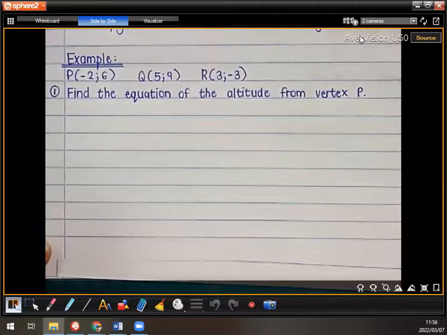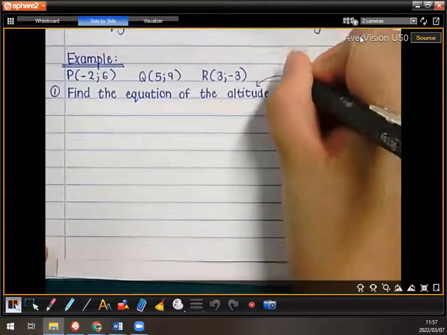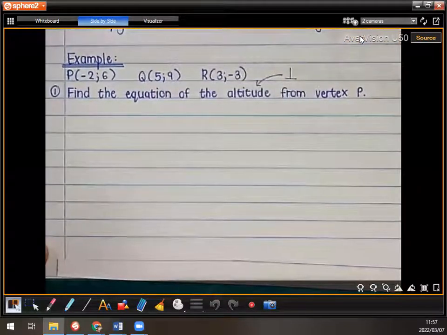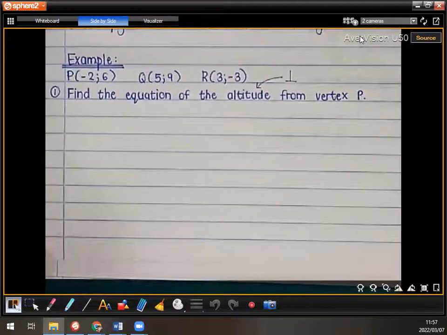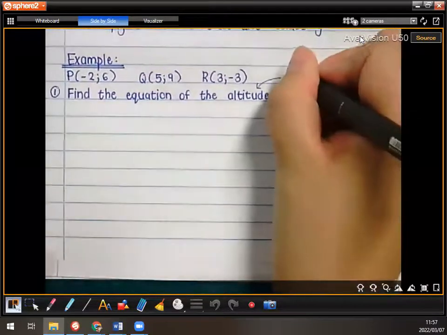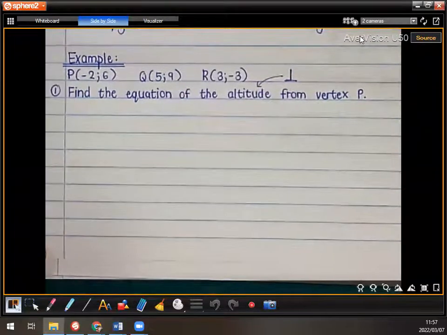Guys, when you see the word altitude, I want you to think immediately perpendicular. When you see the word median, you have to think immediately midpoint. So that's going to tell you what you must calculate. When you see the word altitude, think immediately perpendicular.